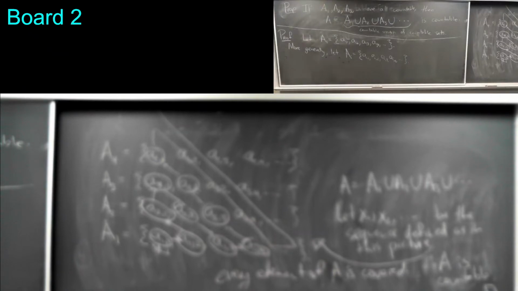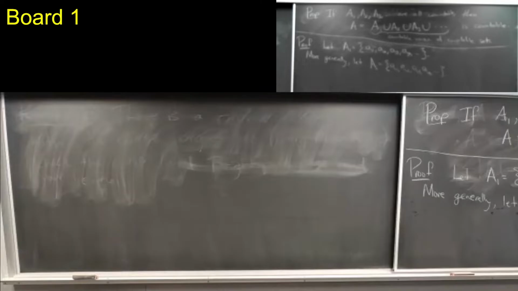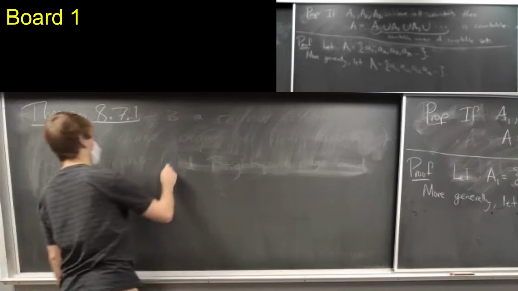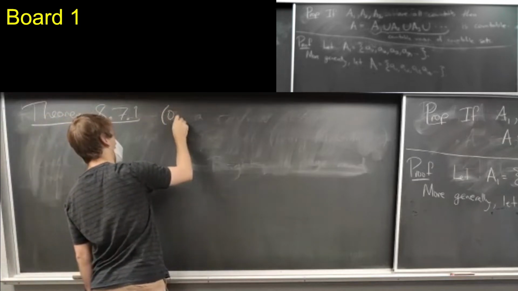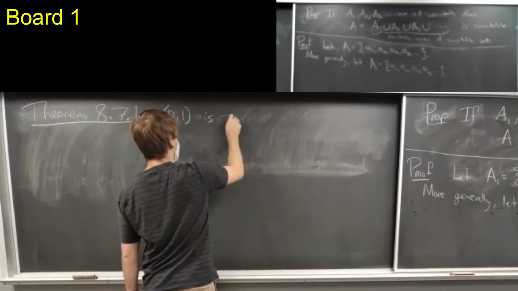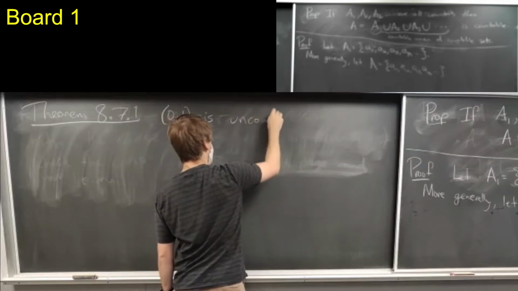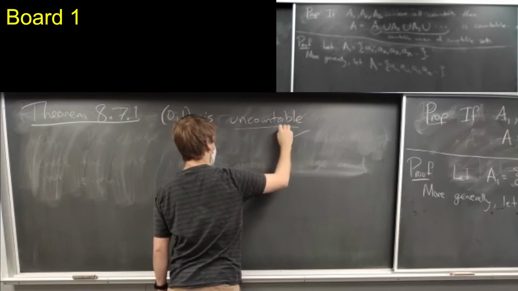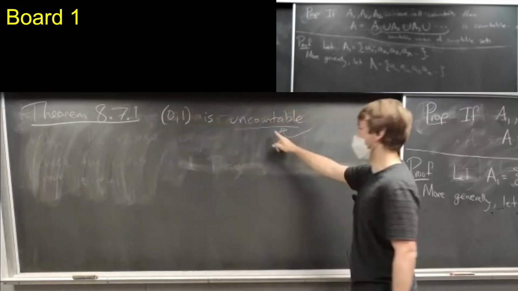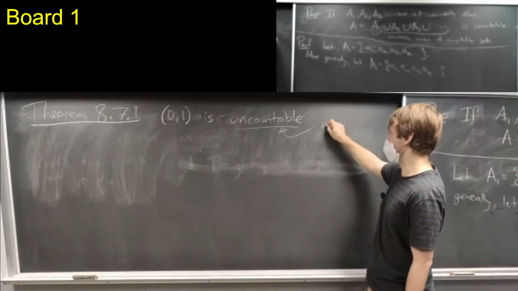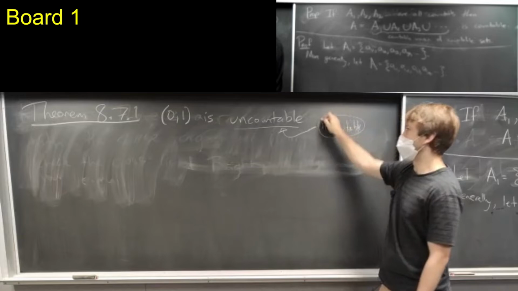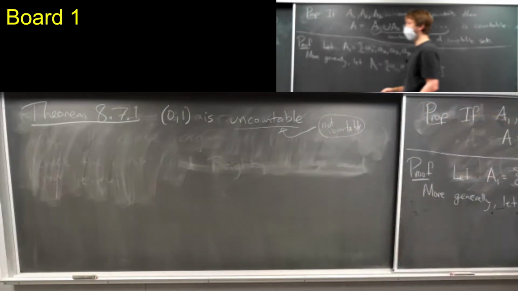Let's now talk about uncountable sets. So theorem 8.7.1 in the notes says that the interval from 0 to 1 is uncountable. By the way, I don't think I ever introduced this terminology yet exactly, but this just means not countable. If something is not countable, we say it's uncountable.